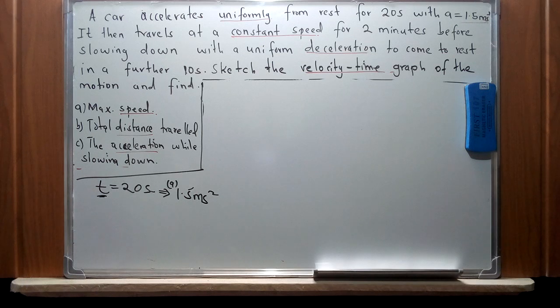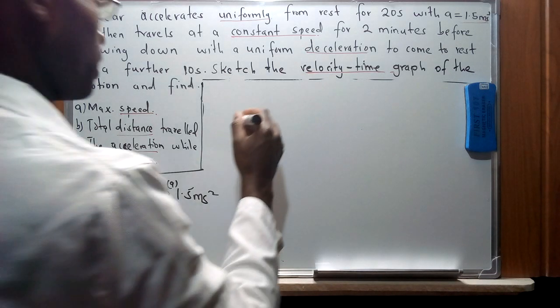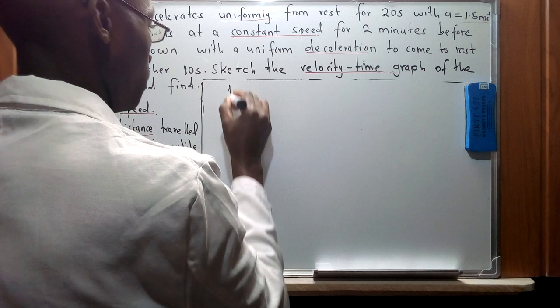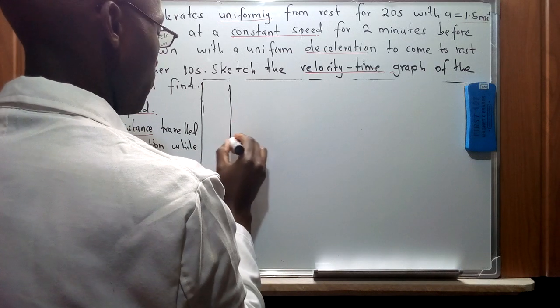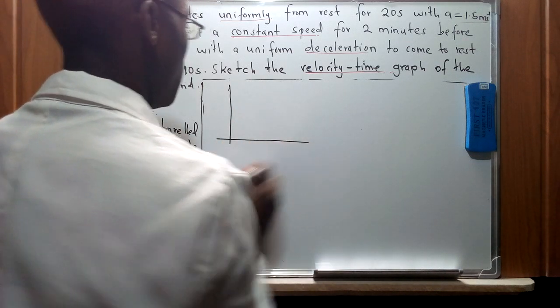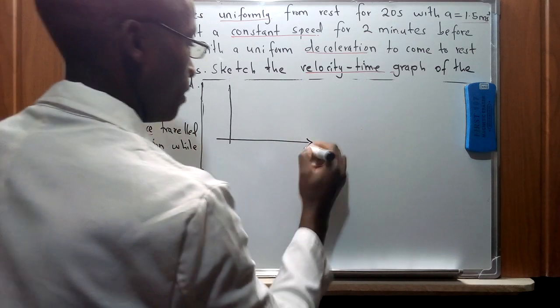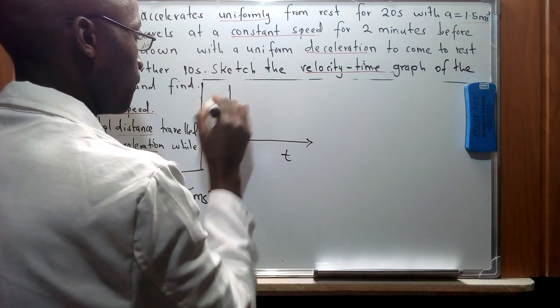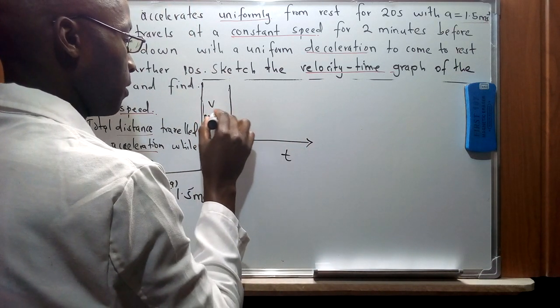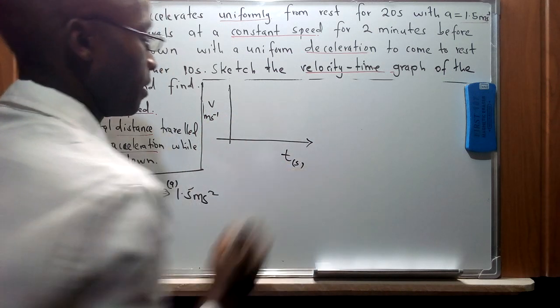Then it travels at a constant speed for 2 minutes before slowing down with a uniform deceleration to come to rest in a further 10 seconds. Sketch the velocity time graph of the motion and find. So in this case, we are just going to do the graph so that we can represent this information in an appropriate way. So I presume that this is a velocity time graph. Of course, this is in meters per second, and this is in seconds.